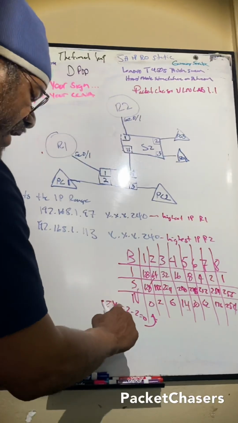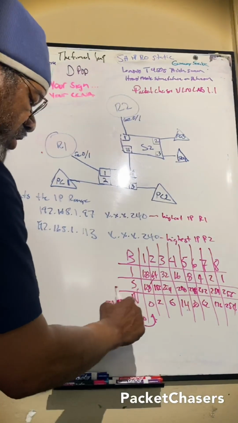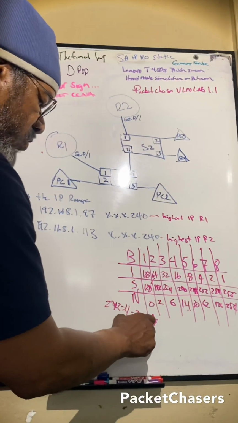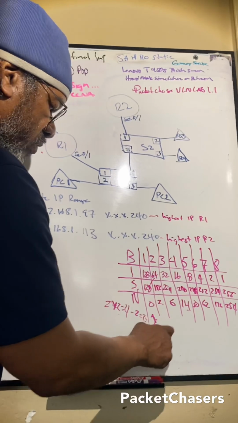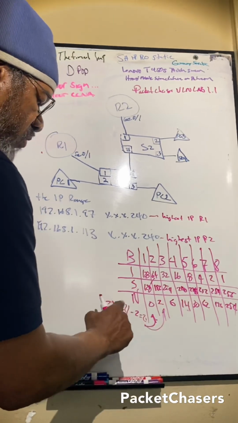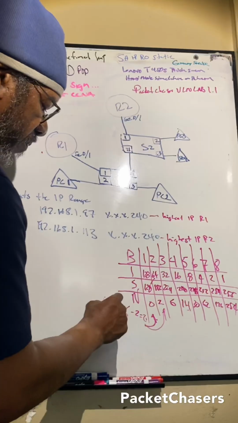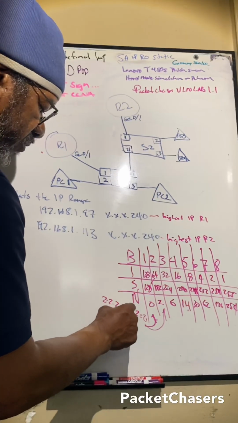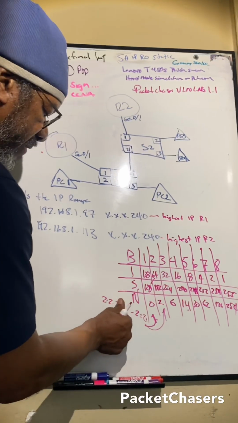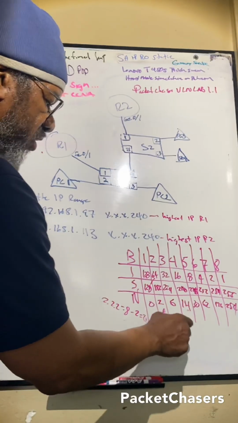You could just add that number. 2 times 2 is equal to 4, minus 2 is going to equal 2. That's how we got the 2. So then we can add the 3. 2 to the third power, which is 2 times 2 times 2, is 8. Minus 2 is equal to 6.